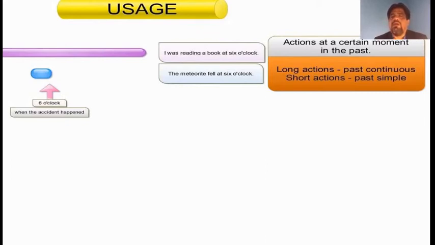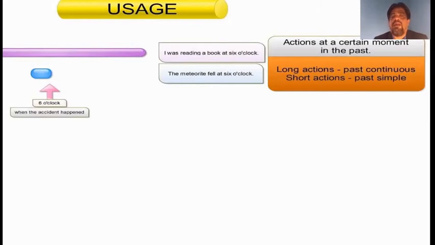That we could say. At that particular moment, you were in an action that was not completed. So you could say, I was reading a book at 6 o'clock. At that time you did not finish reading, and that is the meaning also. So it was 6 o'clock when the accident happened also. So you can say that while you were reading, the accident happened. Or while I was reading, the meteorite fell at 6 o'clock. That also we could say.